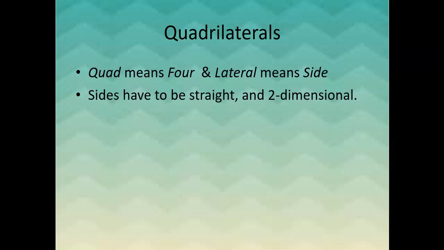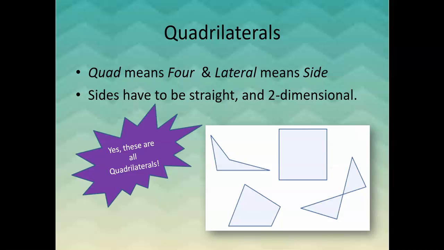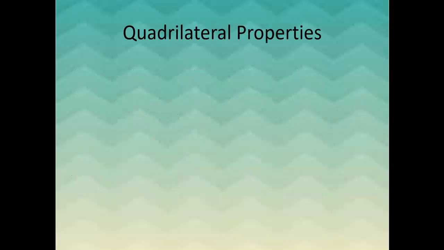You already know that quad means four and lateral means side, so a quadrilateral has four sides. In quadrilaterals, the sides do have to be straight in order to be a polygon. That is part of that definition, and they do need to be two-dimensional. We're only talking about 2D shapes, not 3D shapes just yet. Here are some examples of quadrilaterals. As you can see, they have four sides, and they are all straight and two-dimensional.